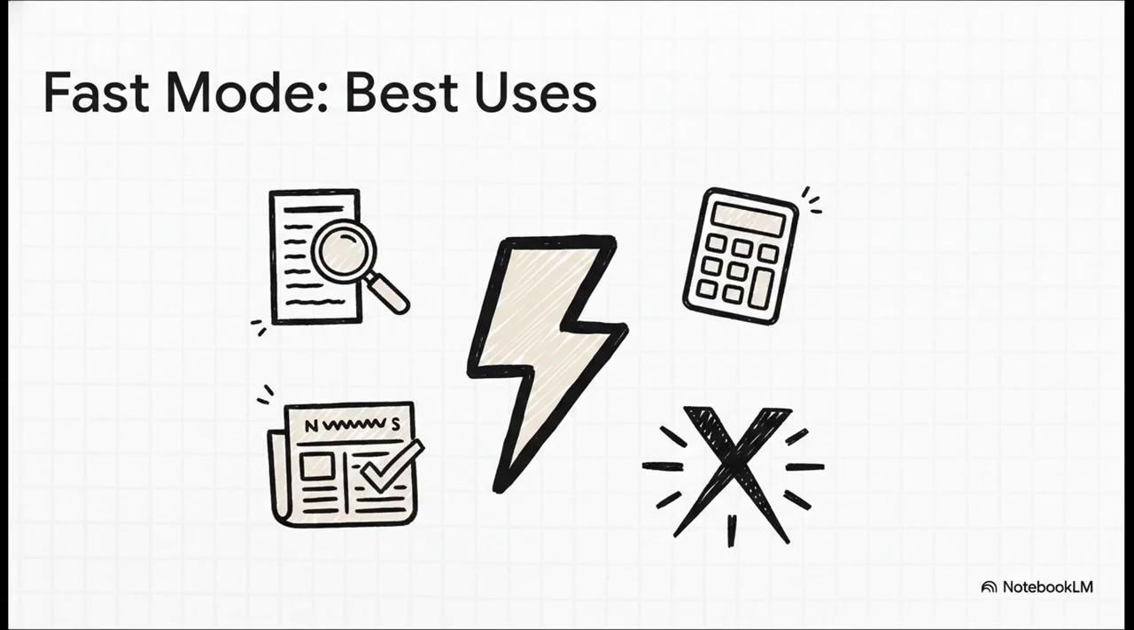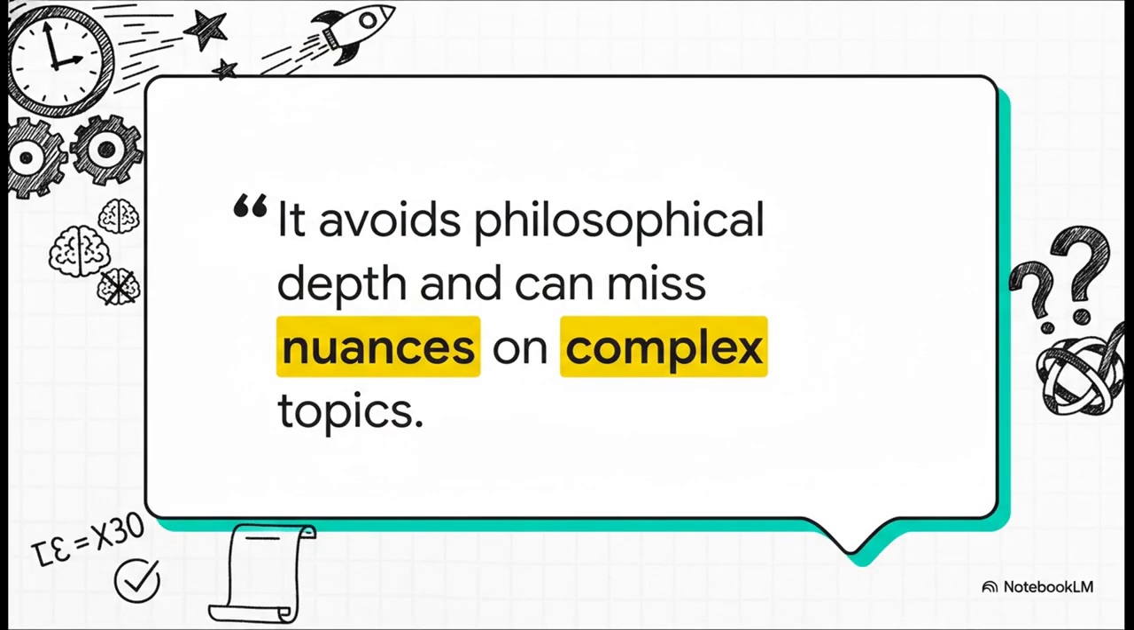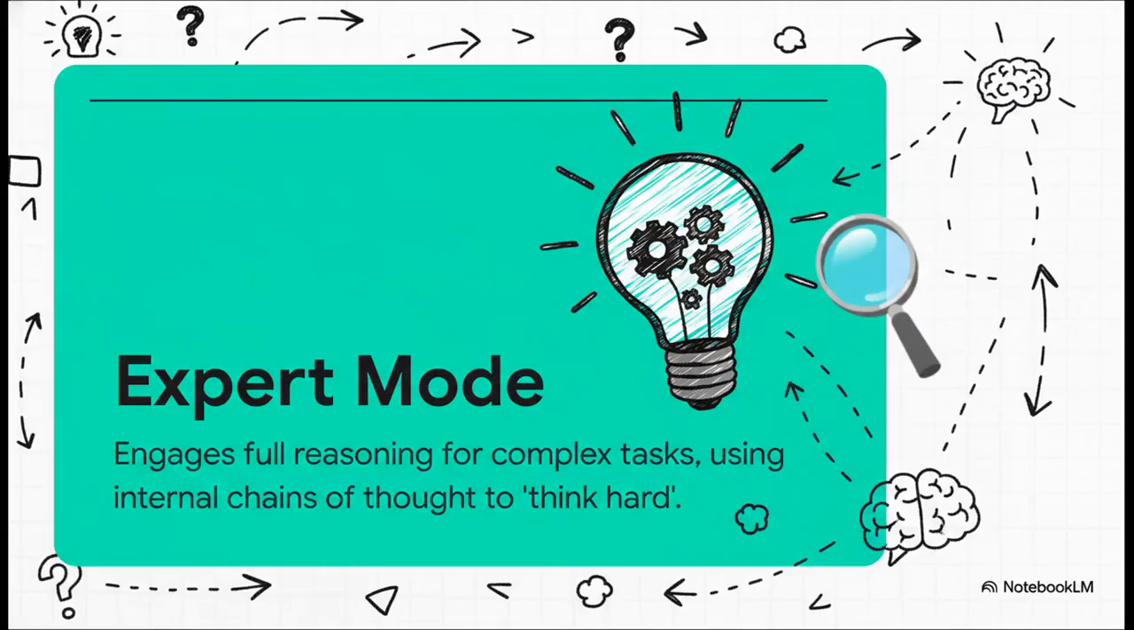It's a game changer. But, and this is a big but, there's always a trade-off, right? You have to remember fast mode is built for speed, not for depth. It actually avoids philosophical questions and complex details. If you ask it about Einstein's theory of relativity, you'll get a correct answer, sure, but it's going to be super brief. Okay, so what about when a quick answer just won't do?